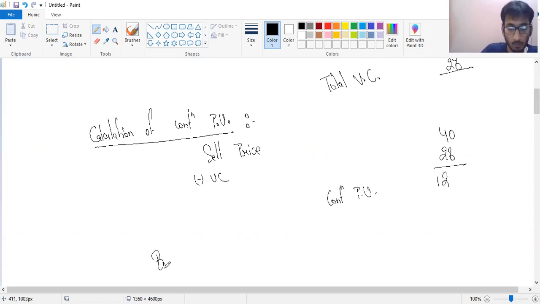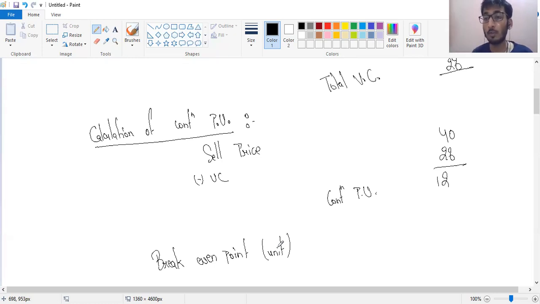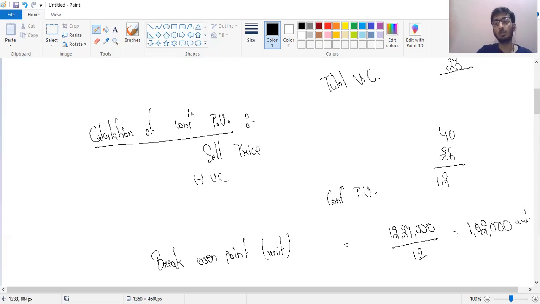So break-even point in units. I hope you know how to calculate break-even point in units and break-even point in value. For value, it would be fixed cost divided by PV ratio. And for units, it would be fixed cost divided by contribution per unit. So it is 12,24,000 divided by 12. So it would be 1,02,000 units. This is the answer of the first part.